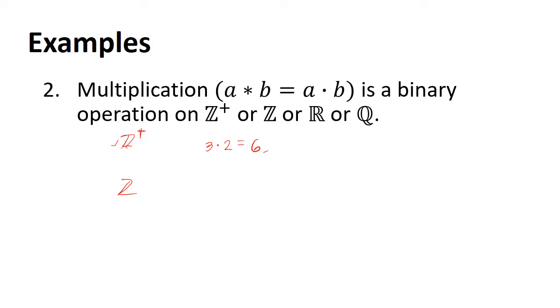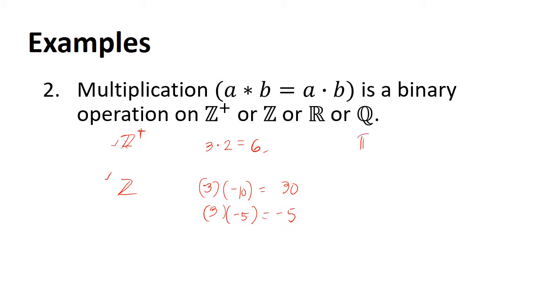How about the set of integers? If you multiply negative 3, an integer, times negative 10, you will get 30, which is again an integer and belongs to the set of integers. If you multiply 3 by negative 5, you get negative 15, and that is still an element of the set of integers. Therefore, multiplication is a binary operation on the set of integers.